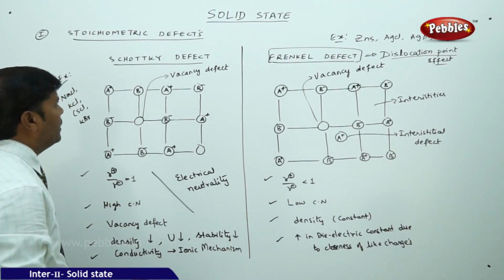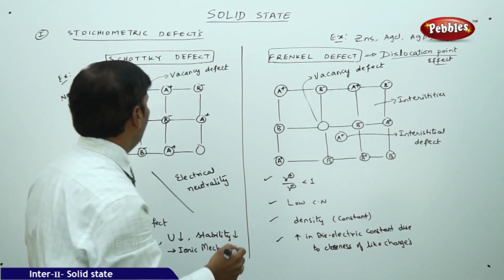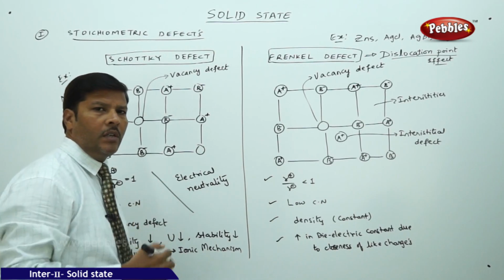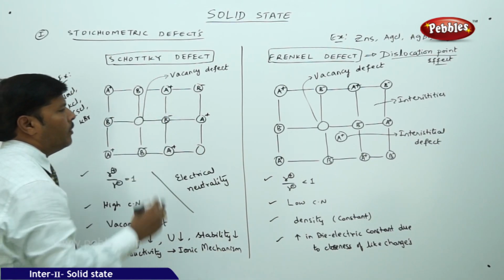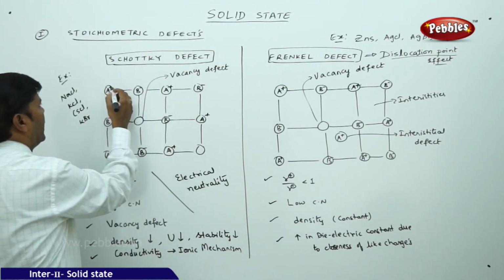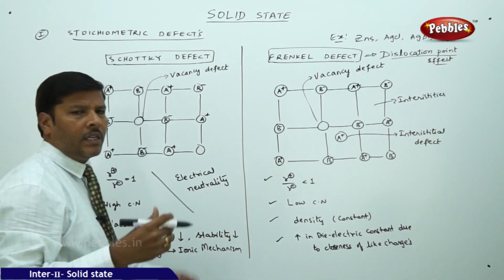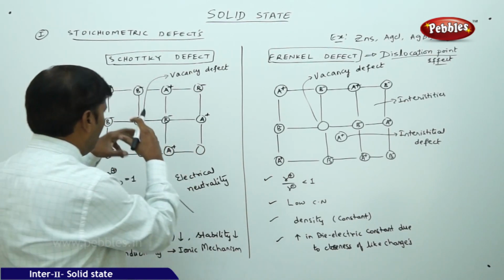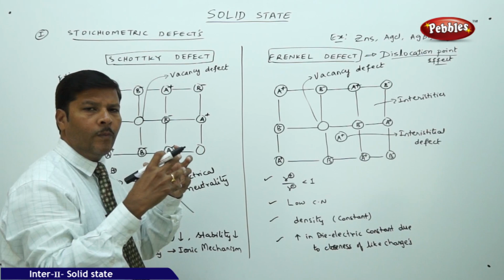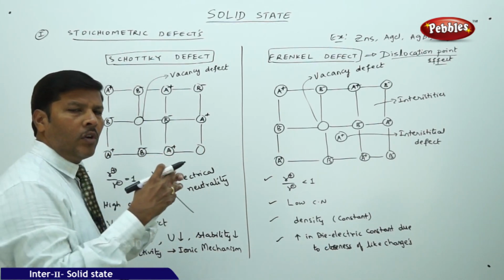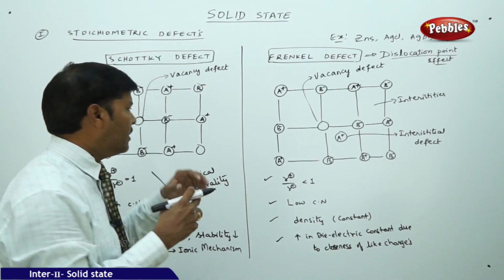So here what we are noticing is that in the stoichiometric defects we have two types of defects. One is Schottky's defect and the other one is Frenkel's defect. If you go to the internal structure of Schottky's defect, a crystalline solid is made up of two oppositely charged ions: on the cationic side A plus is the cation and B minus is the anion. It is a three-dimensional network where the cations and anions are strongly bound to each other through the electrostatic force of attraction. And you know very well that the electrostatic force of attraction is very high in the case of ionic solids.